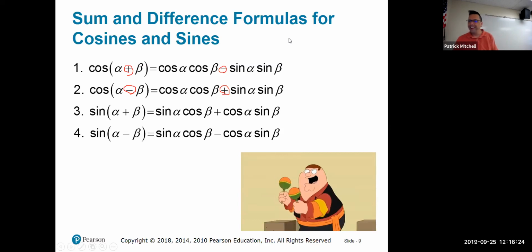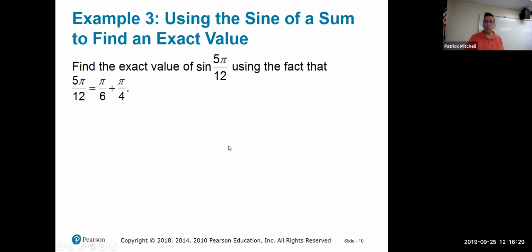All right. So let's see what we can do with the addition formula for sine. So 5 pi over 12. That is not, I don't think, an angle that we have ever talked about before. It does not appear in my unit circle. But we can still find an exact value for the sine of 5 pi over 12 using the fact that 5 pi over 12 is pi over 6 plus pi over 4.